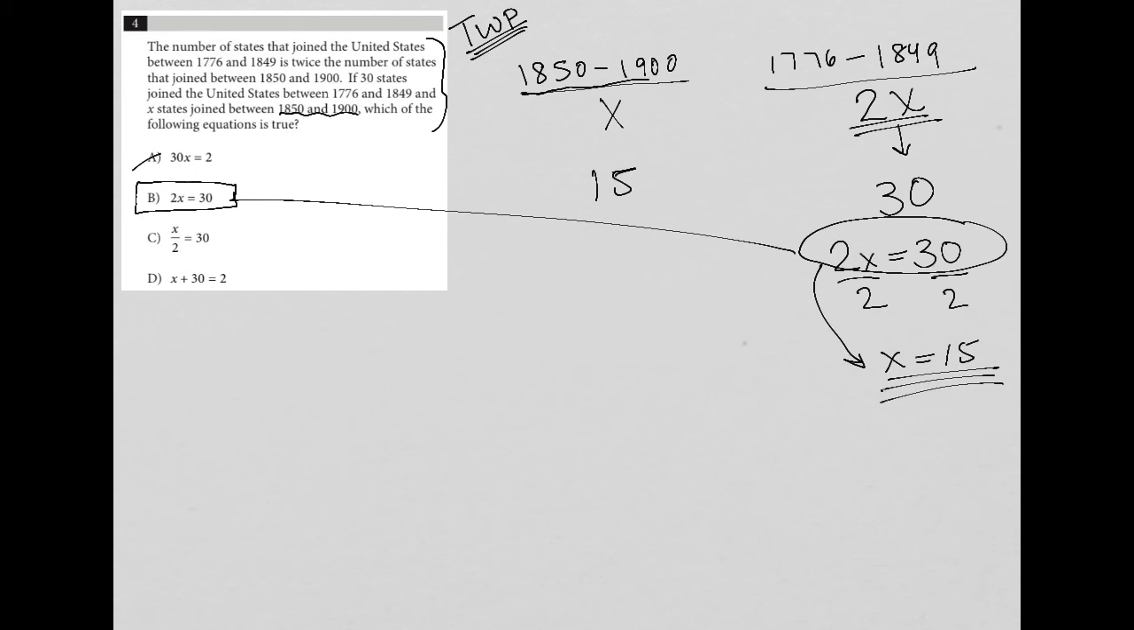So what's missing? The question does tell you to put X here, but the question does not tell you to say 2X under 1776 to 1849. At least it doesn't tell you to do that directly or as explicitly as it does to say that we have X states between 1850 and 1900.